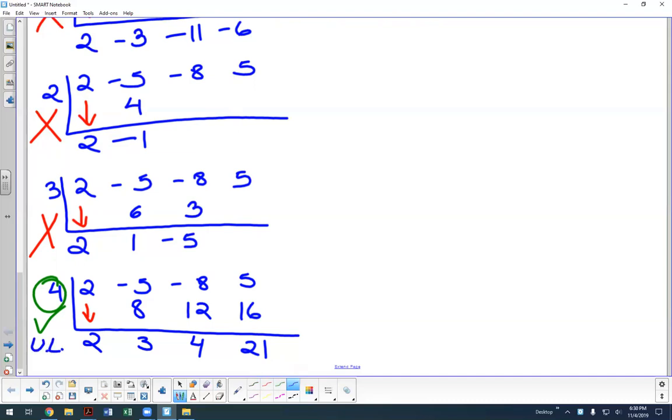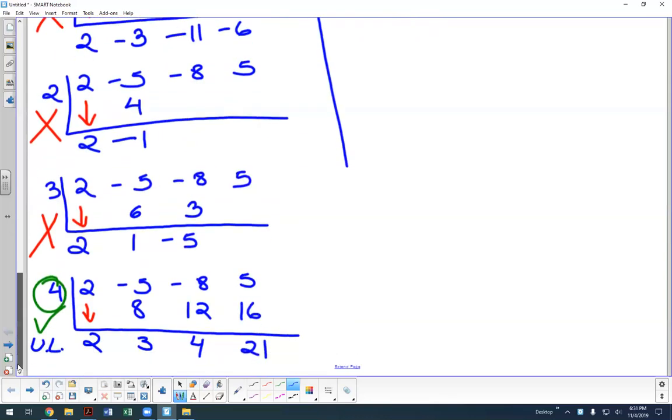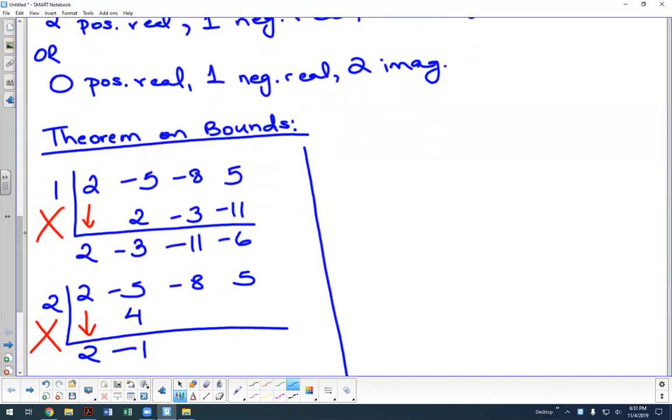Okay. All right, let's check and see for our lower limit, or actually lower bound. Shouldn't be a limit. Should be a bound. Okay, now remember -1 is also one of our rational zeros. So we're going to check this one all the way to see if we get a zero remainder or not. So this guy is again 2, -5, -8, and 5.